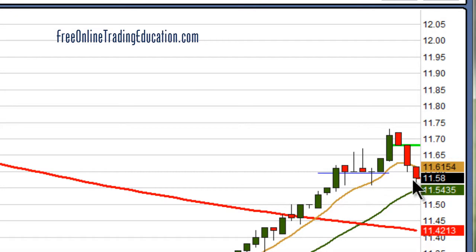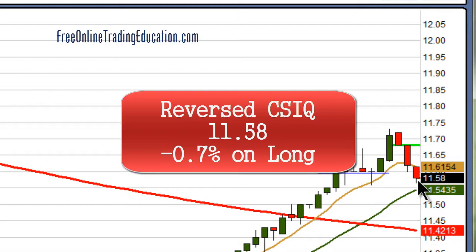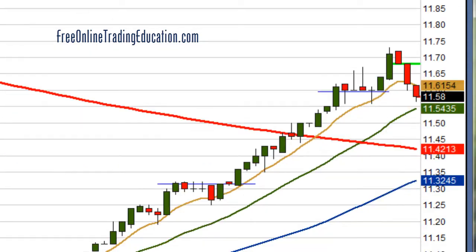So at this point, I have to make a decision. Do I just stop out here, or do I reverse? Reverse would mean that I would go from being long to being short, and that's what I decided to do. So I ended up selling twice as many shares that I had, so now I am short a full lot at $11.58, which means that I am minus 0.7% on the long trade, but now I'm short at $11.58. Let's see what happened next.